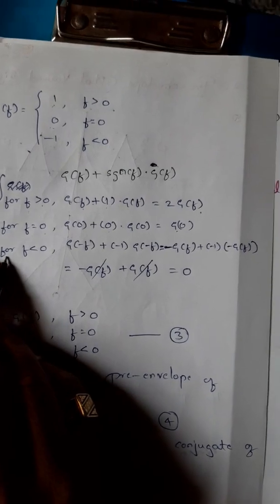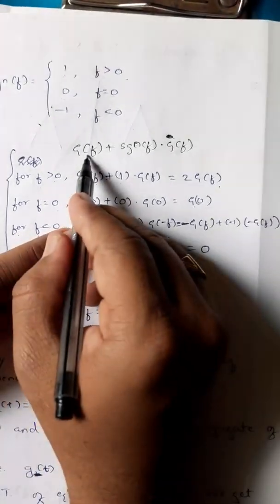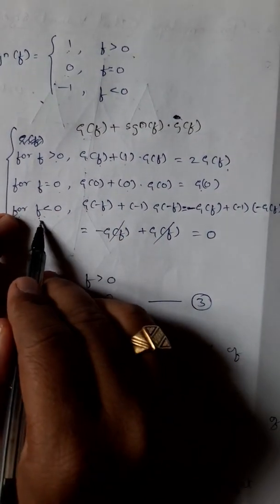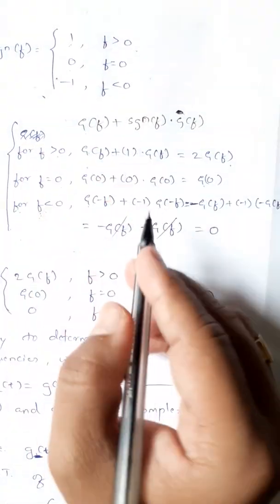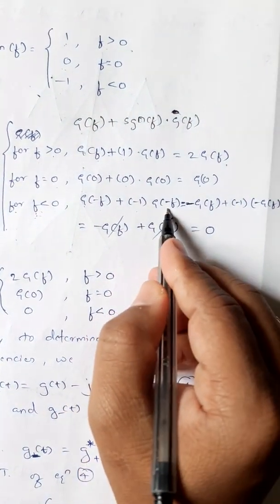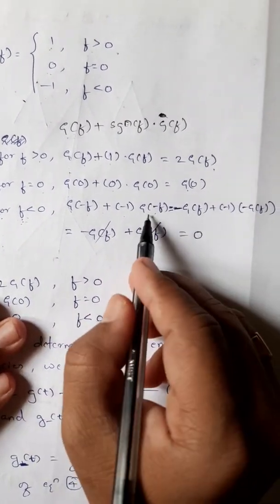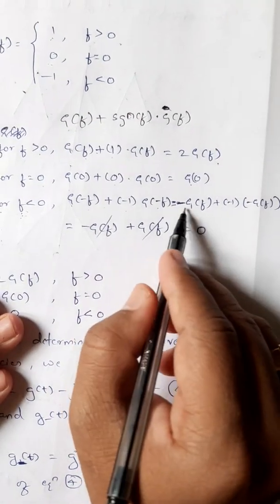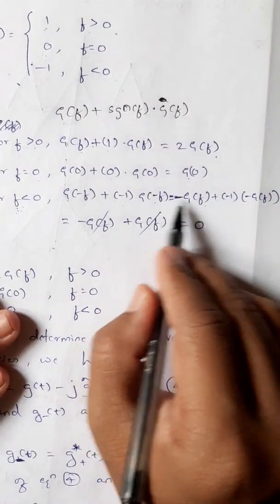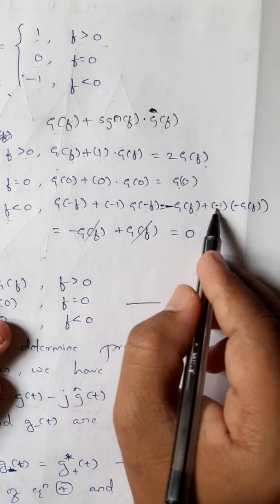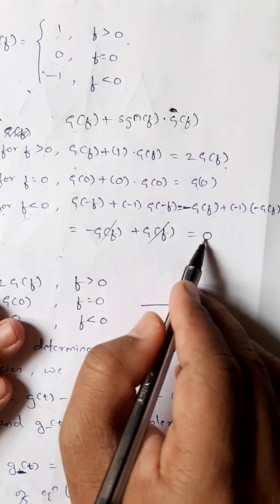Now coming to the last one, that is for f less than 0, that is for negative frequencies. My g of f was there, now it is g of minus f because I am taking the negative frequencies, plus what is the signum function for the negative frequency? It is minus 1 into again g of minus f. As it is an odd function, my g of minus f is nothing but minus g of f. Minus into minus plus, so g of f and minus g of f, both get cancelled, it will be 0.